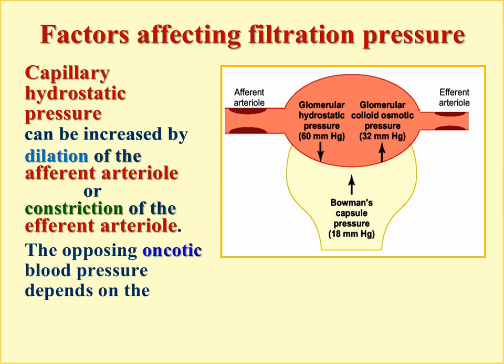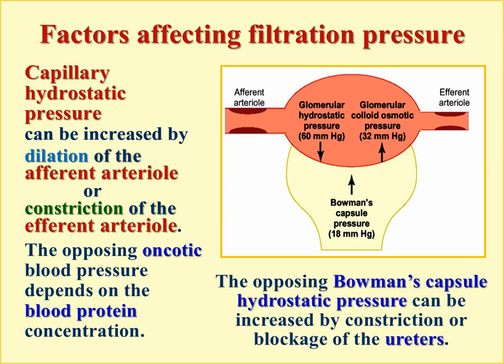Then, opposing oncotic blood pressure depends on the blood protein concentration, and in case of great changes of the oncotic pressure, we can expect changes of the net filtration pressure. Also, opposing Bowman's capsule hydrostatic pressure can be increased by constriction or blockage of ureters. First, of course, pressure increases in the renal pelvis, then in collecting ducts, but gradually it may reach the Bowman's capsule, where it becomes higher and opposes the filtration, so that the filtration decreases as a result of higher opposing pressure in the Bowman's capsule.